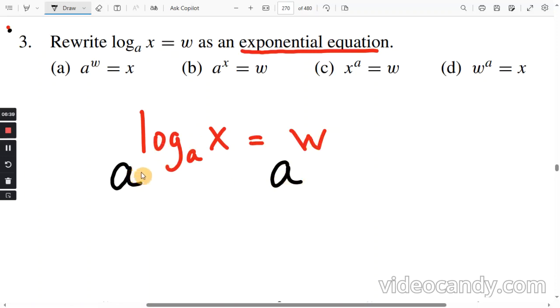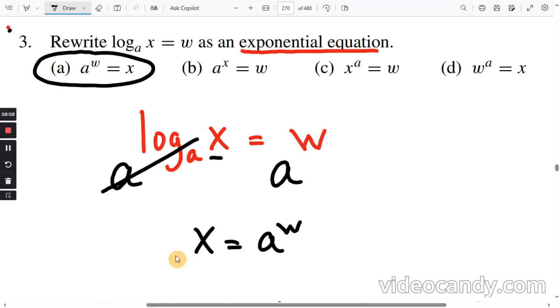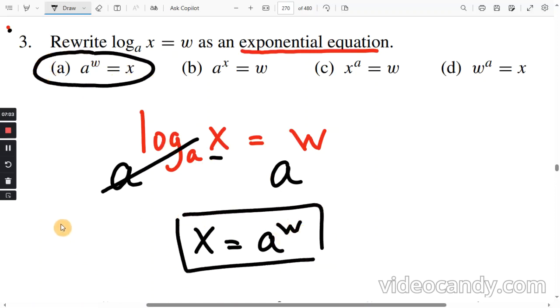And now A and log base A cancel, because when you have a number raised to an exponent, that number is the base. This is the base of the log. So the A and the log base A are gone. We are left with x equals A to the power of W. And that is answer A. X equals A to the power of W.